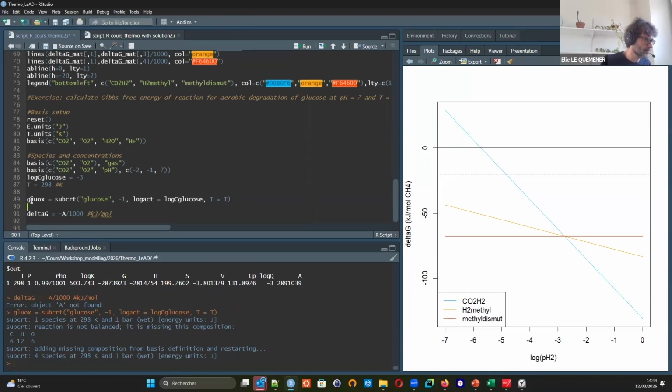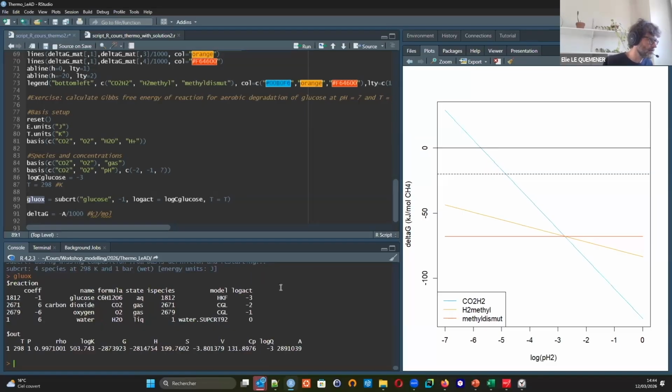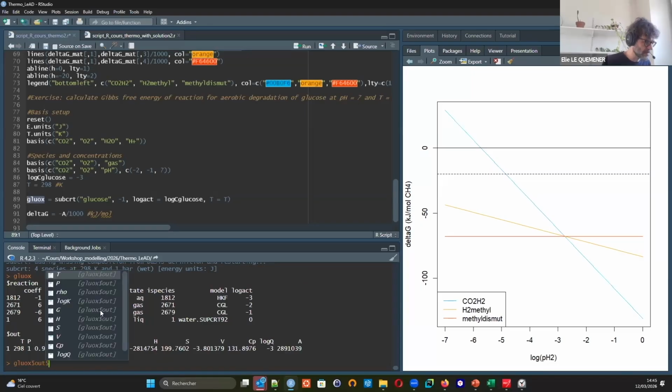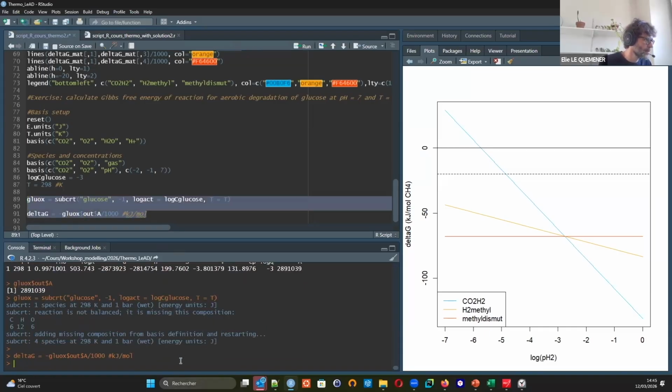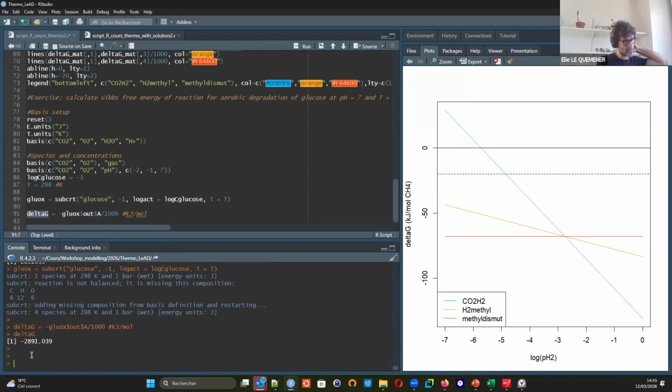So you see, I define a new variable here, and if you look at this variable, you have different things in it, and what I want is the out, and this is the affinity. And then if I look at the delta G, you see we find minus 2,891, so it's close to the value we calculated before. It's a little bit different because here I probably changed the concentration a little, but it's more or less the same.